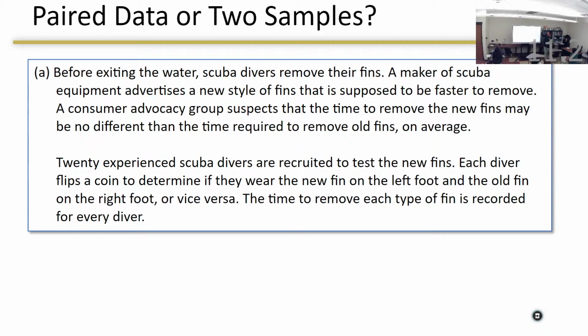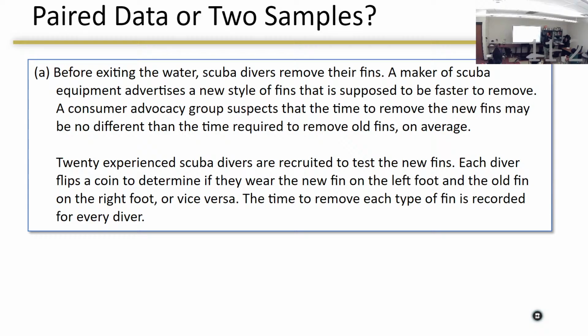Okay, before exiting the water, scuba divers remove their fins. A maker of scuba equipment advertises a new style of fins that's supposed to be faster to remove. A consumer advocacy group suspects that the time to remove the new fins might be no different than the time required to remove the old fins. So here's what they did. They took 20 experienced scuba divers recruited to test the new fins.